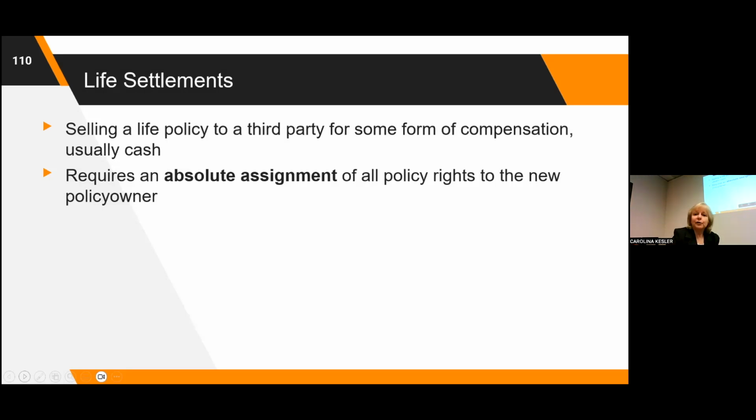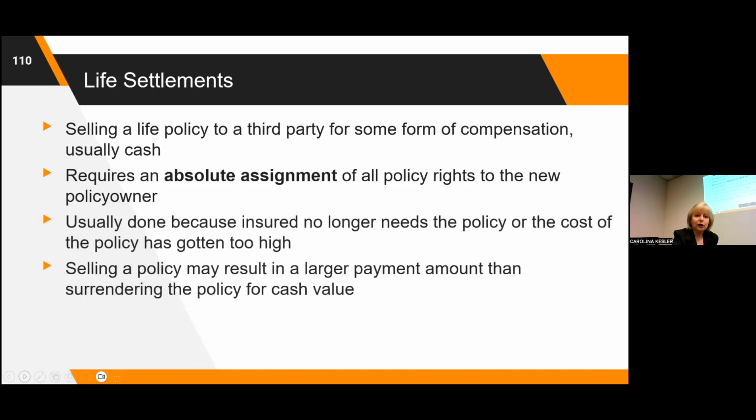Selling a life policy to a third party for some form of compensation, usually cash, requires an absolute assignment of all policy rights to the new owner. So it's not your policy anymore. You're just the insured, right? Usually done because the insured no longer needs the policy or the cost of the policy has gotten too high. Selling a policy may result in a larger payment amount than surrendering it for its cash value.